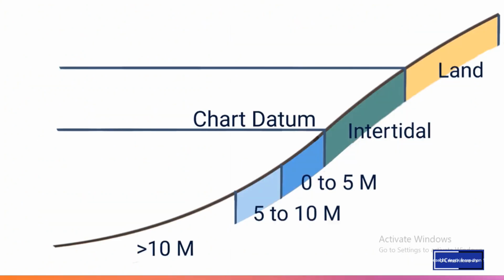The yellow-brown represents land. The green represents the drying heights like the mangroves. The darker blue represents 0 to 5 meters depth. The lighter blue represents 5 to 10 meters depth, while the white represents depth more than 10 meters.